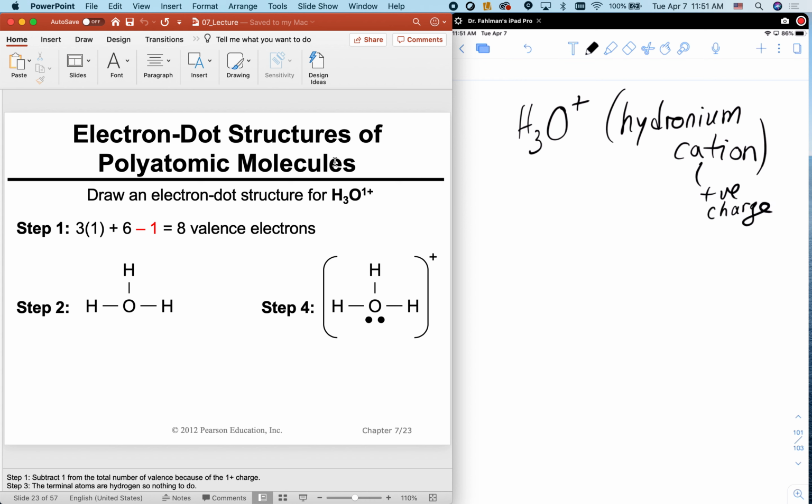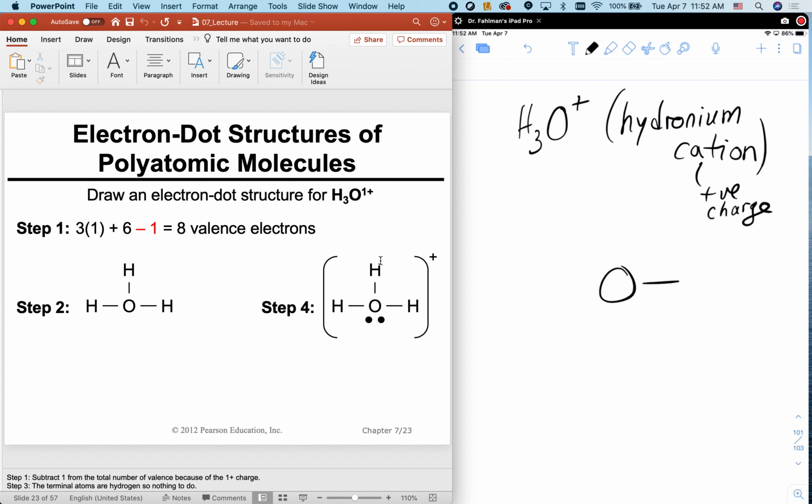Okay, and so for this, you will add up all the valence electrons. You've got 6 for oxygen, 7, 8, 9, and then you take away 1 because you've got a plus charge. So 8 valence electrons total, and you follow the same thing here. Each of the hydrogens is bonded to the central oxygen.